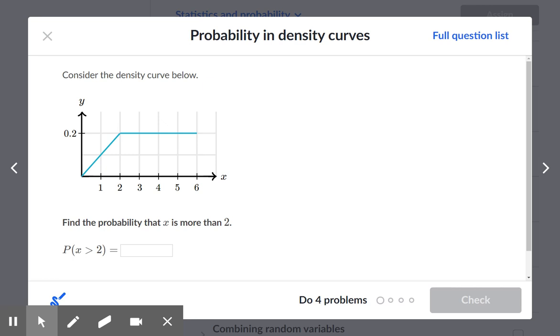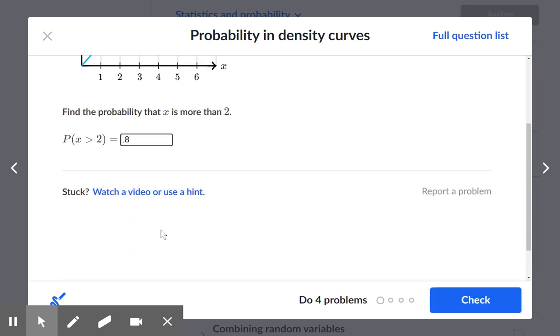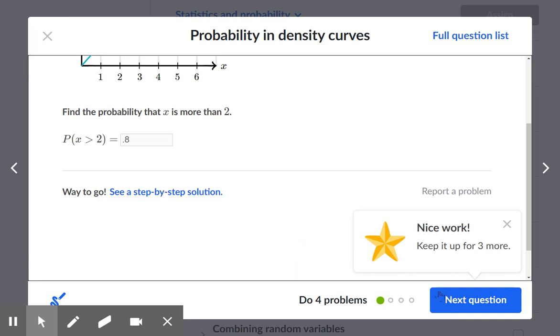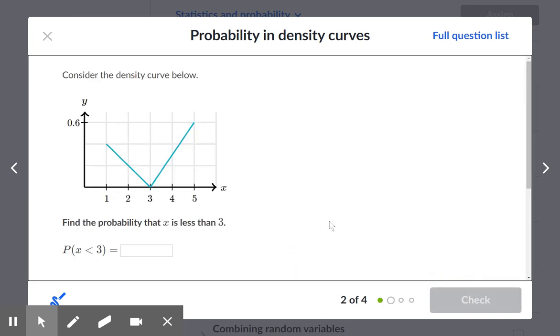Before I proceed, I wanted to tell you the formula for the area of a triangle and the area of a trapezoid, but maybe I don't need to talk about it here. Maybe it will come up later in the example. So 0.8 is the answer. Next question. It's a good thing I didn't talk about the triangles earlier.